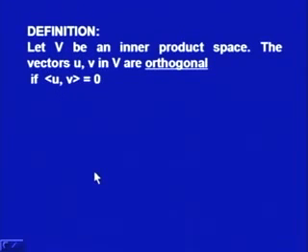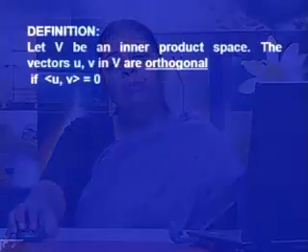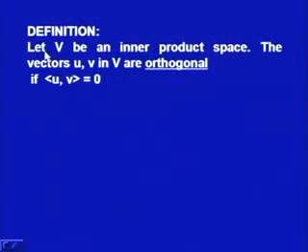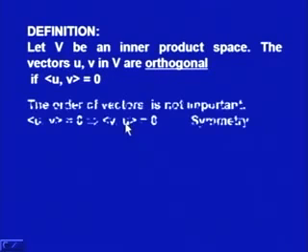Now, we discuss orthogonality of vectors. Let us define it first. Let V be an inner product space. The vectors u and v in V are orthogonal if the inner product of u and v is 0. So, this is the definition of orthogonality of two vectors. Here the order of vectors is not important, because if the inner product of u and v is 0, then the inner product of v and u is also 0 due to symmetry.